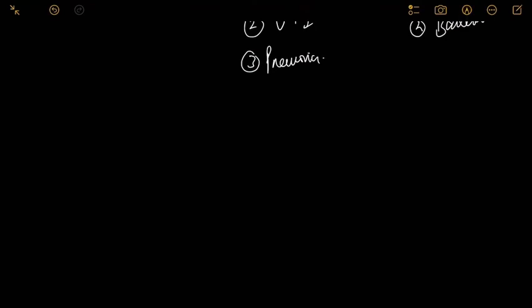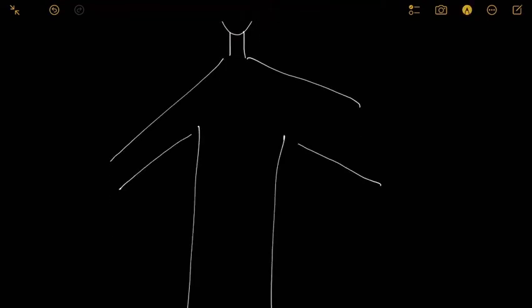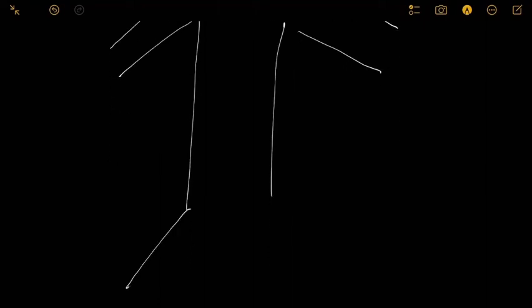Let's draw a diagram to summarize the late systemic complications an individual faces, all right. Please bear with me, I'm not a good artist.